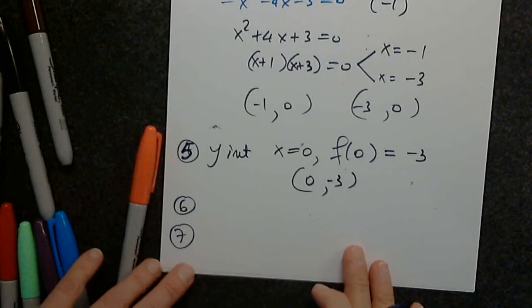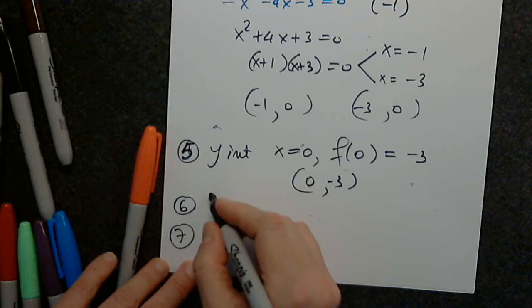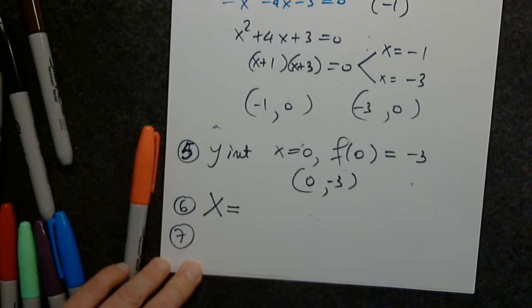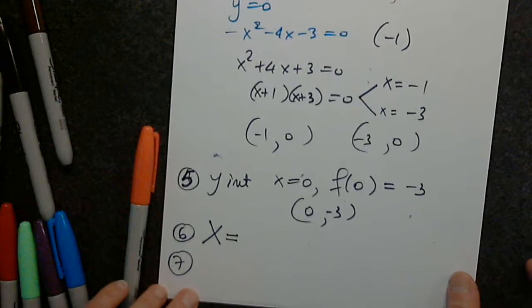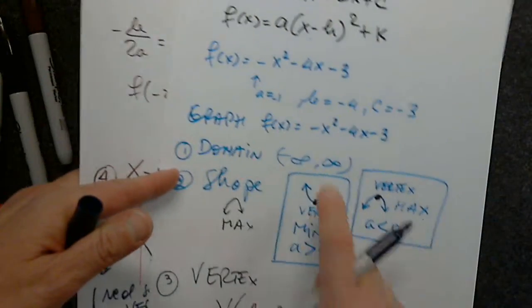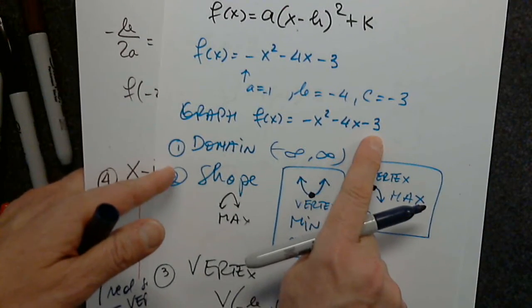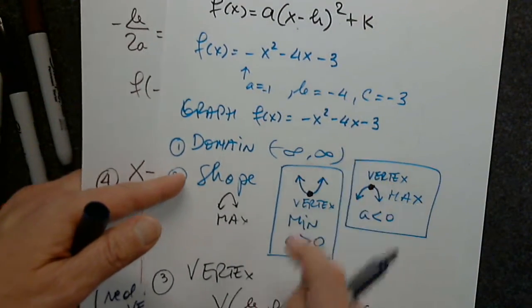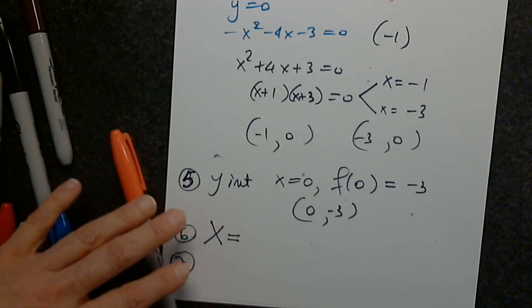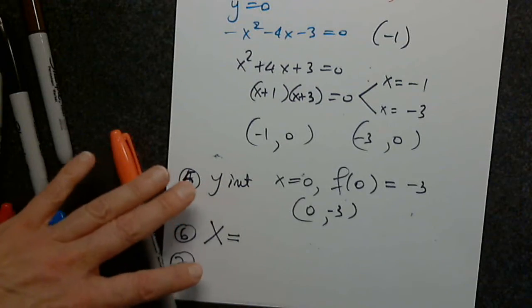Number 6. The vertex. What was the vertex? Negative 2 comma 1. Why is it negative 3? When you stick in 0, it's the only one. I cannot just change that into negative 1. Better? Good. So the vertex was negative 2 comma 1.